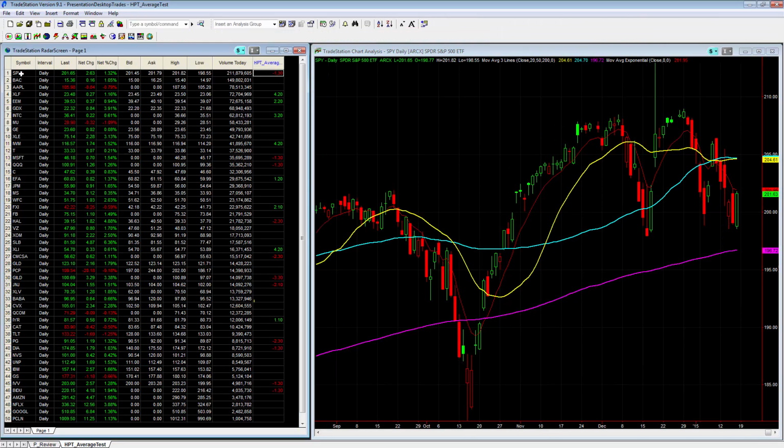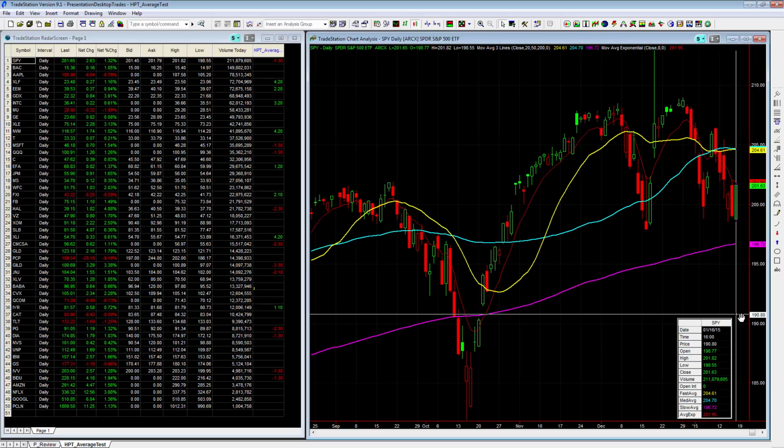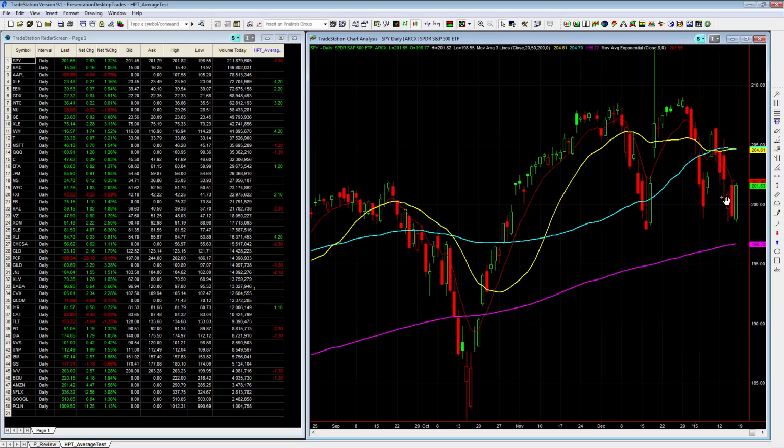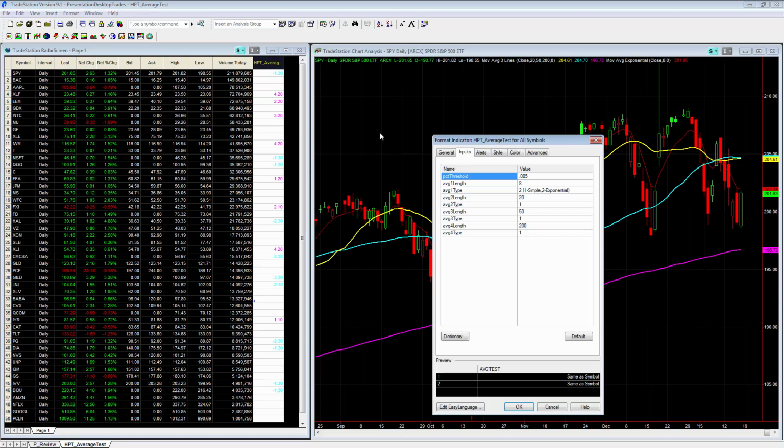So we have negative 1.3 on the SPY from last Friday, and that was the 16th of January. And the way that you can identify how this is set up is if I right click and then format the AverageTest, I can go into the inputs and see how it's set up.